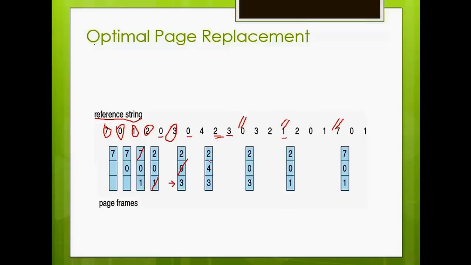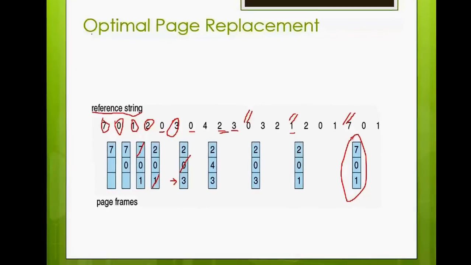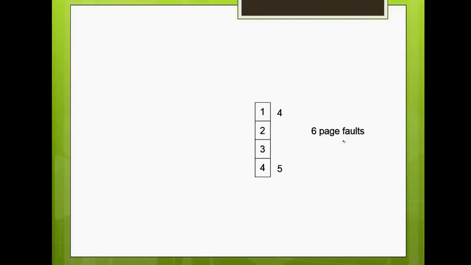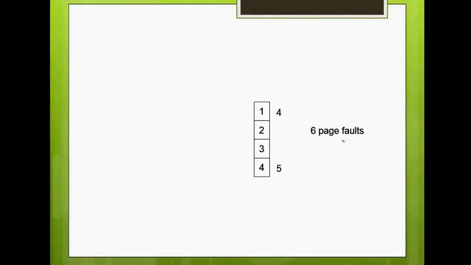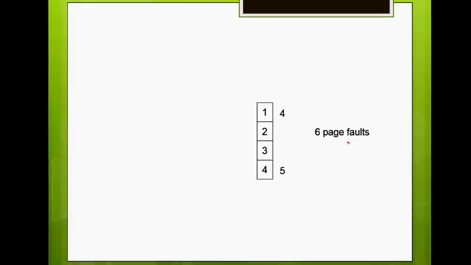Now 2 comes, 2 is already present, 3 comes, 3 is already present, 0 comes, the replacement happens, and similarly the replacement algorithm continues, and this will be the final state obtained after this algorithm. And if you use the same algorithm for a frame size of 4, we can see that 6 page faults occur, and you can confirm this by using the same example.